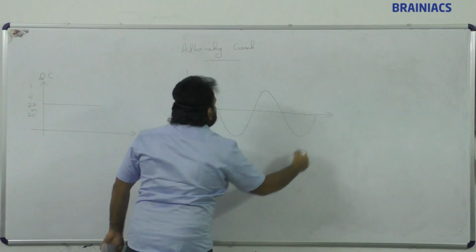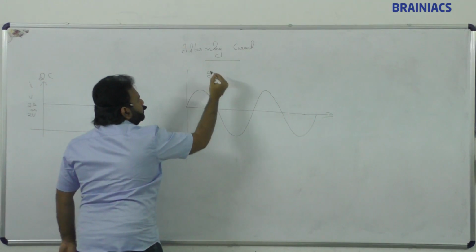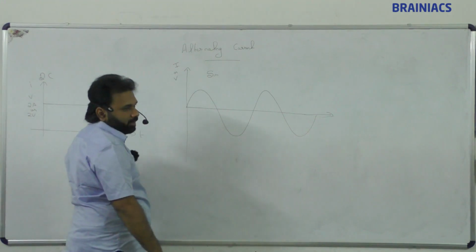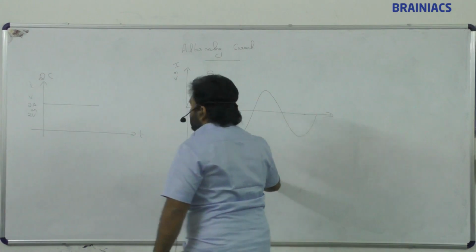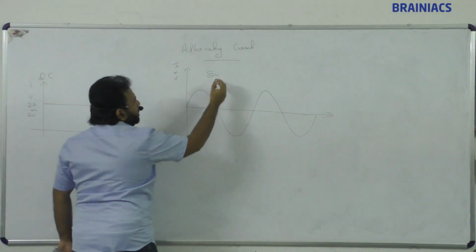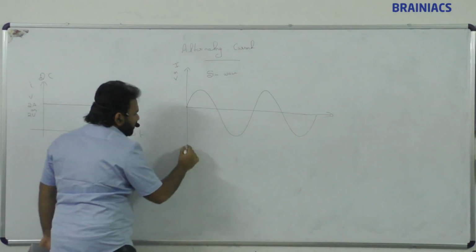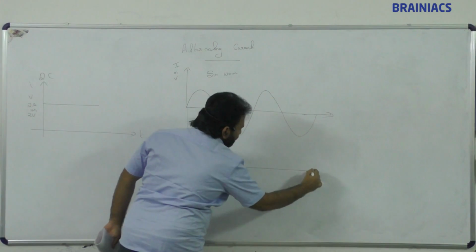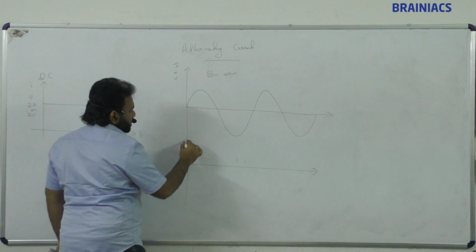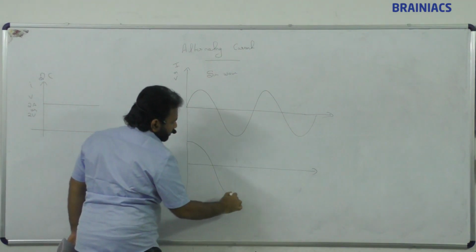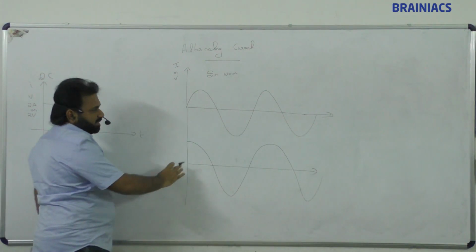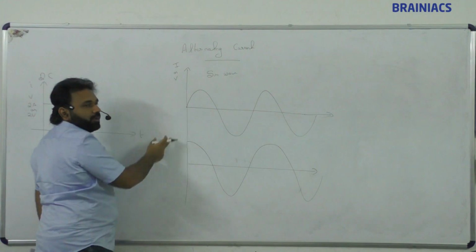So this is a sine wave, either current or voltage. Sine wave, so sinusoidal signal. Same way, we have cosine waves also. Cos means it will start from here, like this. So this is also a sinusoidal signal. Cos wave and sine wave.